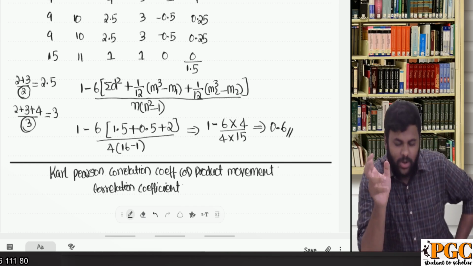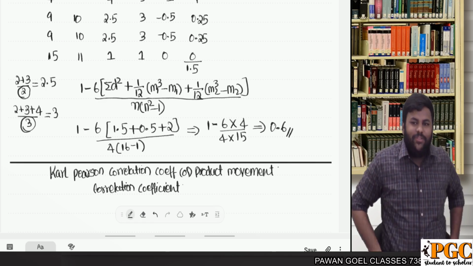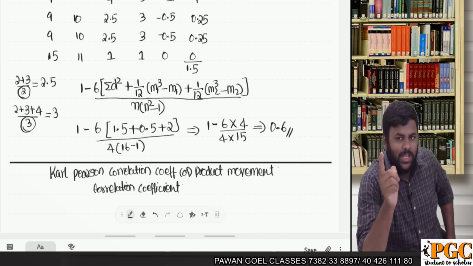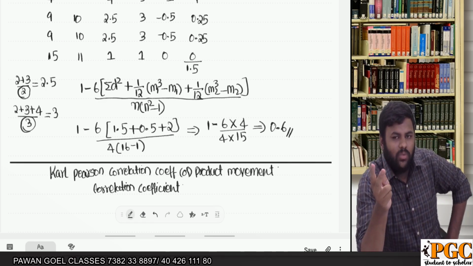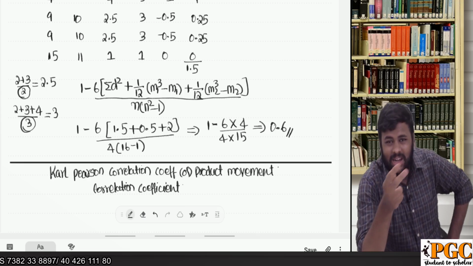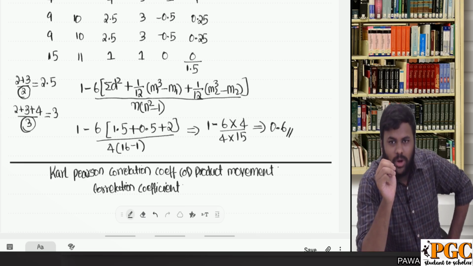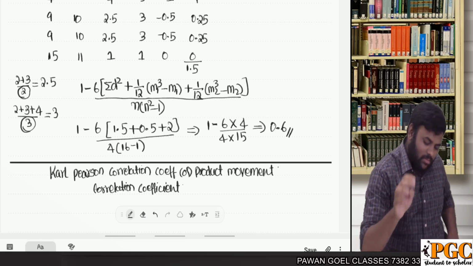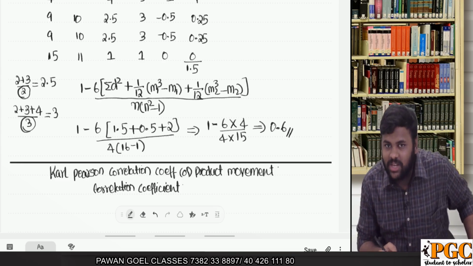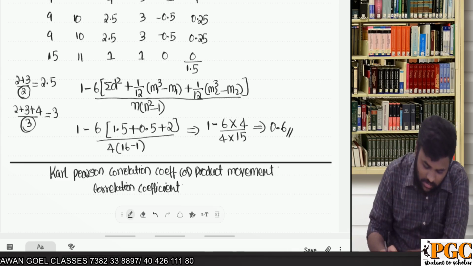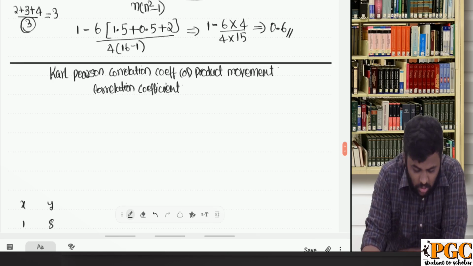I hope the basic point is clear, my dear friends, how we are supposed to compute the correlation. Till now we have seen a total of 3 different methods: the scatter diagram method, the concurrent deviation method, and the Spearman rank correlation coefficient method. The fourth method, the most important method, is the Karl Pearson correlation coefficient method, or product moment correlation coefficient method.